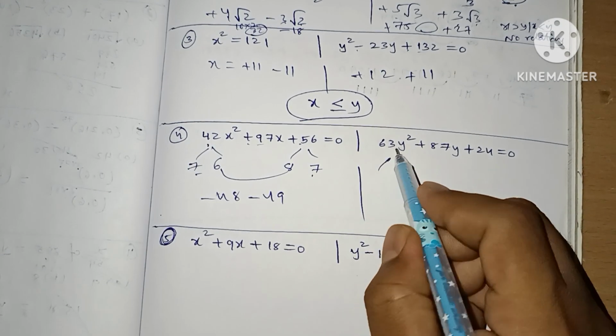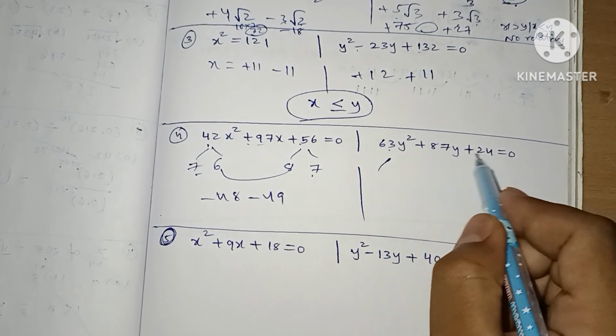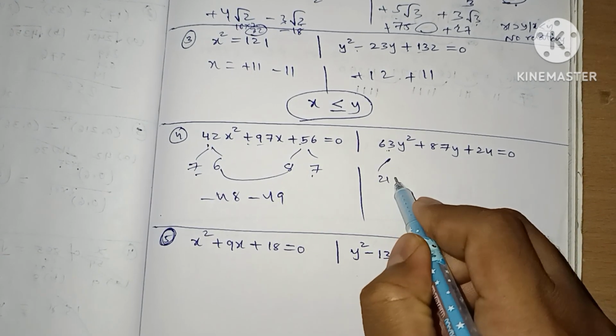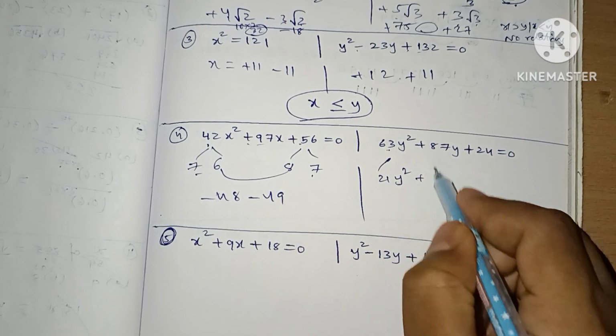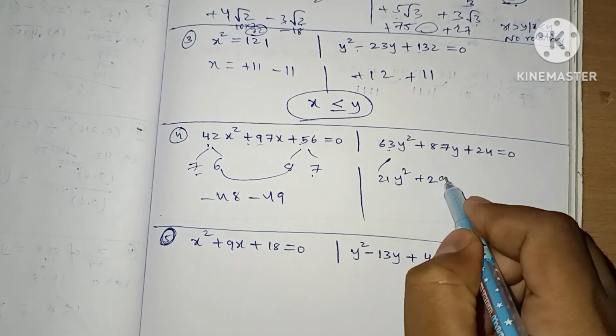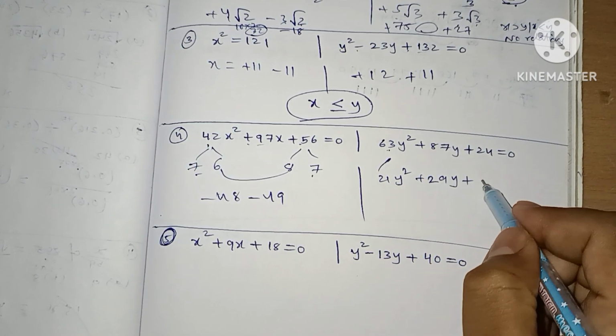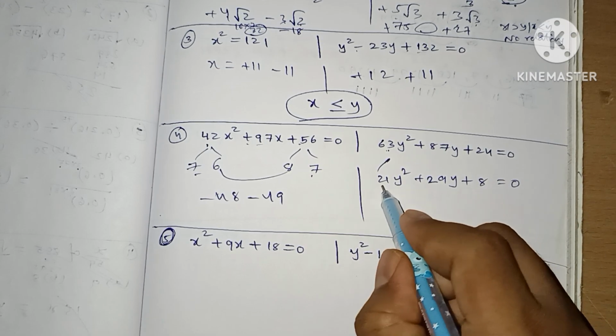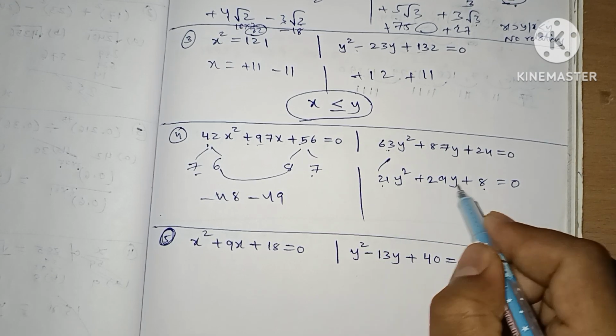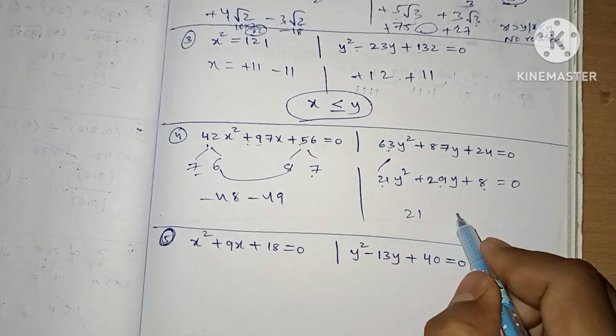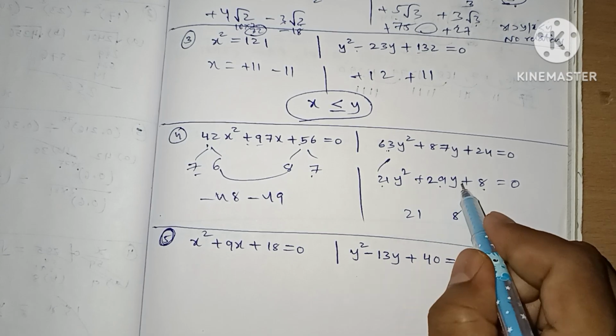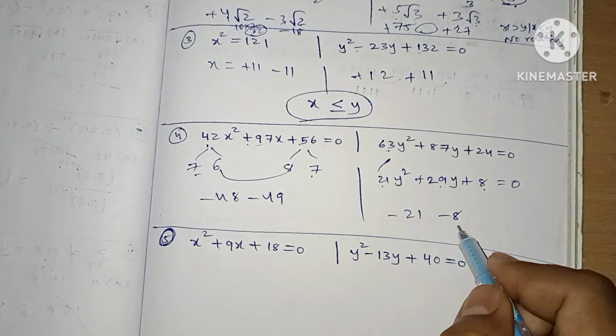Here in this equation I can see a 3 factor here. 3 21 times, 3 29 times, 3 8 times equals to 0. So 21 8 times we need to get 29. So 21 8 times is the factors. Plus and plus means minus and minus are the roots.